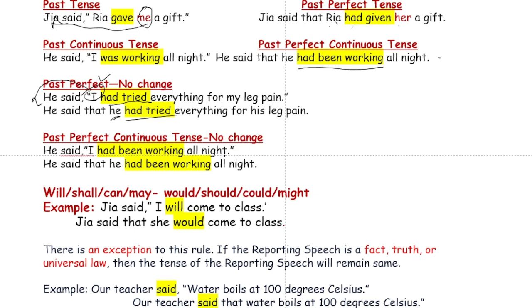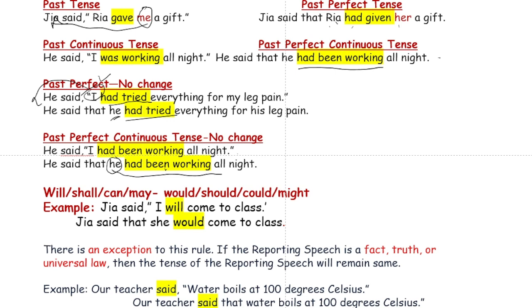If my reporting speech is written in past perfect, there will be no change. He said, I had been working all night. It will remain same. He said that he had been working all night. So you see that there's no change in the tense of the reporting speech, but we have changed the pronouns.